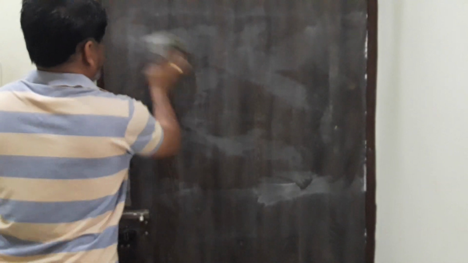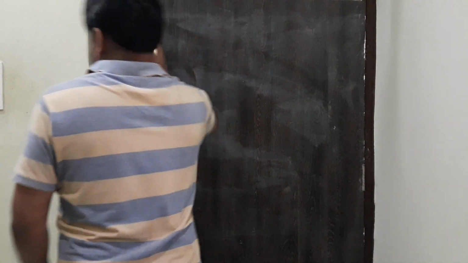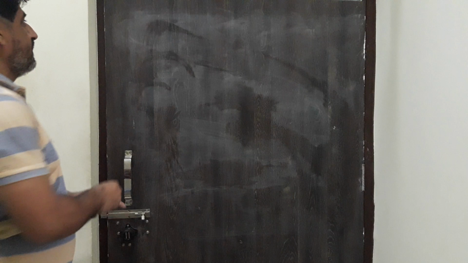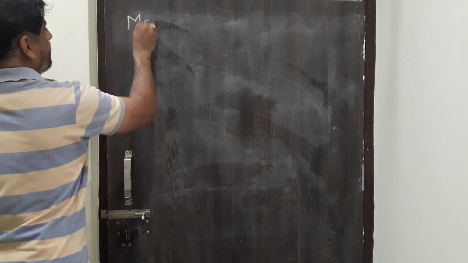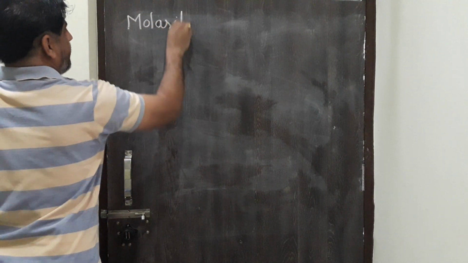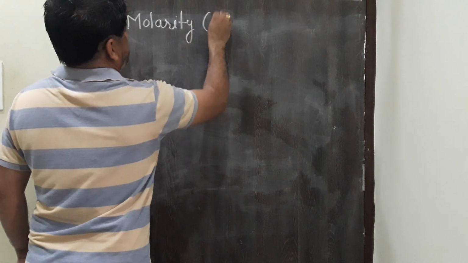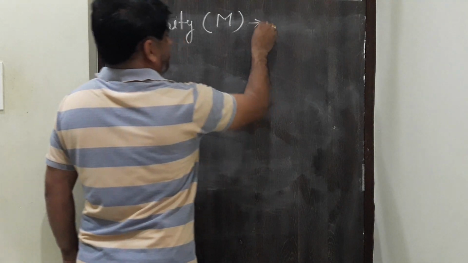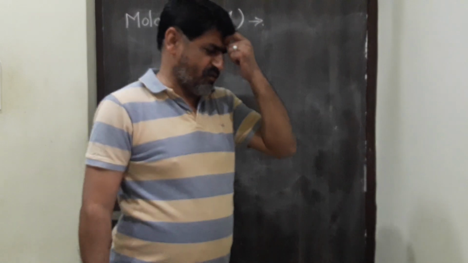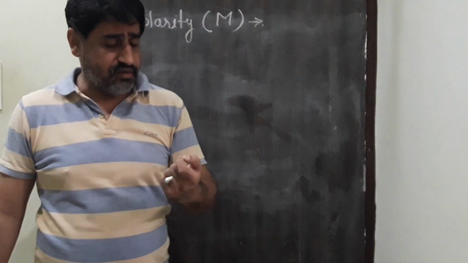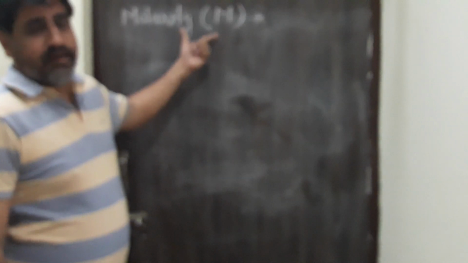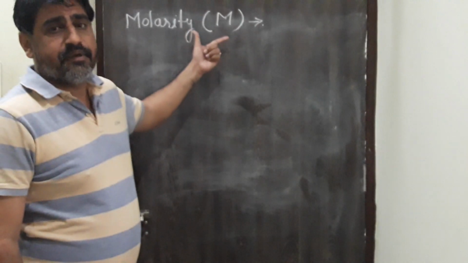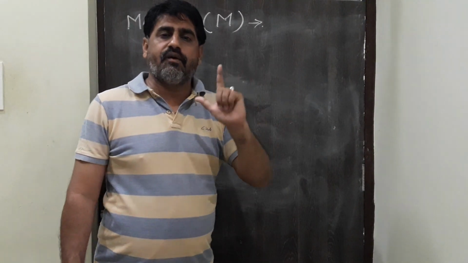That you have also studied in class 11. Very simple term, but numerically it is very important. Molarity. As you know, it is represented as capital M. Simply, molarity is a concentration term which expresses the concentration of solute. Molarity is the number of moles of a solute in 1 liter of solution.